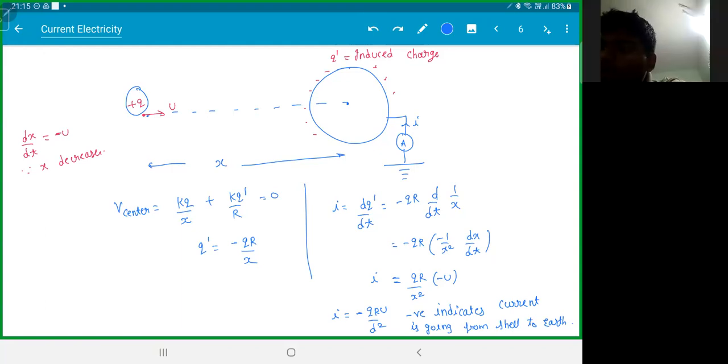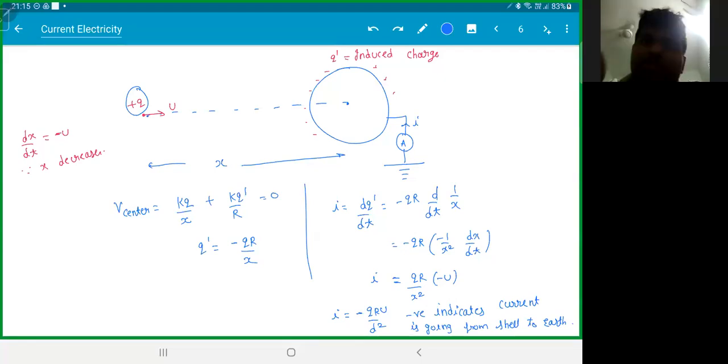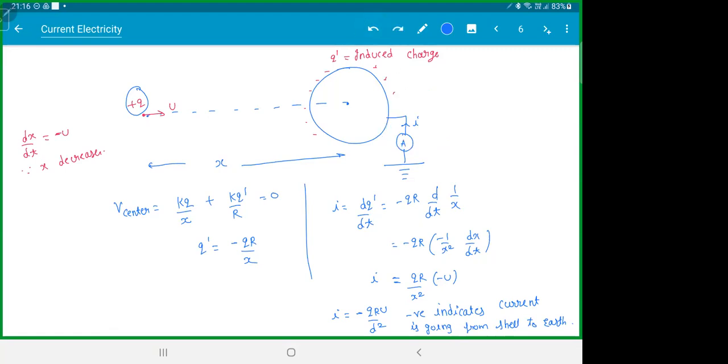Sir, but where did we assume that the current is going from the earth to the shell? Yeah, I'm asking where did we assume that the current is going from the earth to the shell? In the calculations, you see the direction of I. You take it from where to where? Earth to shell, that's why you wrote I is dQ dash by dt. The rate of change of charge is current. So this charge is changing. So you thought Q dash was increasing.